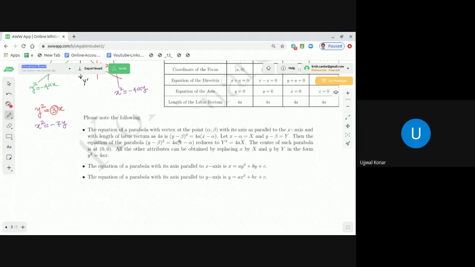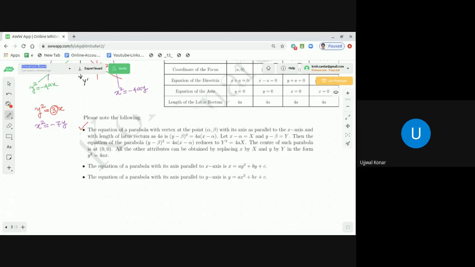Let x minus alpha equal to capital X and y minus beta equal to capital Y. Then the equation of the parabola, that is y minus beta whole square equal to 4a into x minus alpha, reduces to capital Y square equal to 4a capital X. The vertex of such a parabola is at 0, 0. All other attributes can be obtained by replacing lowercase x by capital X and lowercase y by capital Y in the form y square equal to 4ax. That is the first point I wanted to mention.